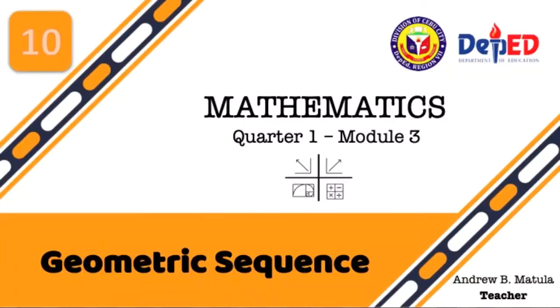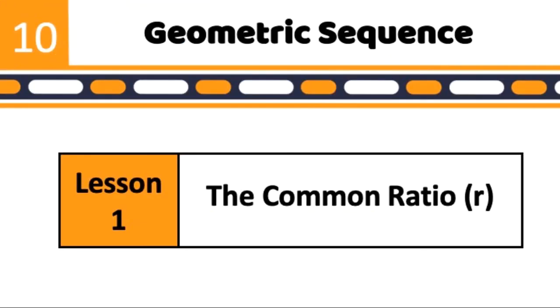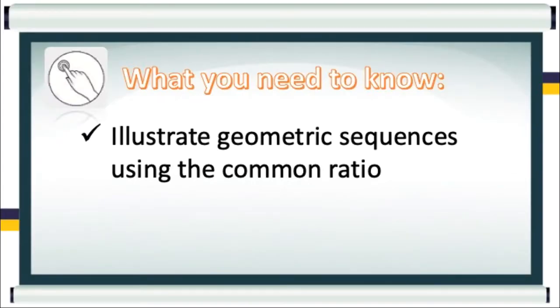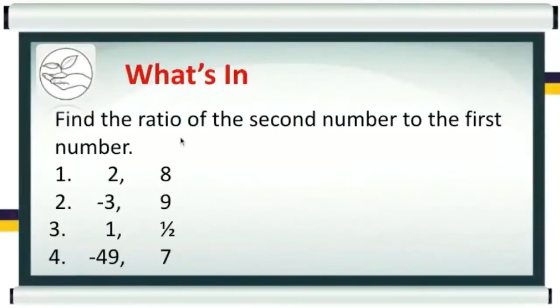We are now on Module 3 on our subject Mathematics for Grade 10 level. And Module 3 is all about geometric sequences. For Lesson 1 of this module, we are going to focus first on the common ratio of the geometric sequence. At the end of this lesson, you are going to be able to illustrate a geometric sequence using the common ratio. Going to find the ratio of the second number to the first number.